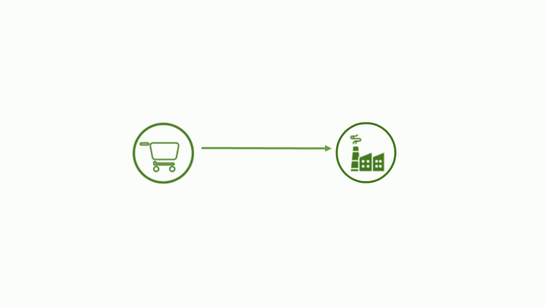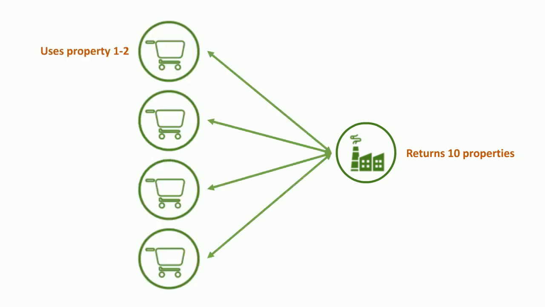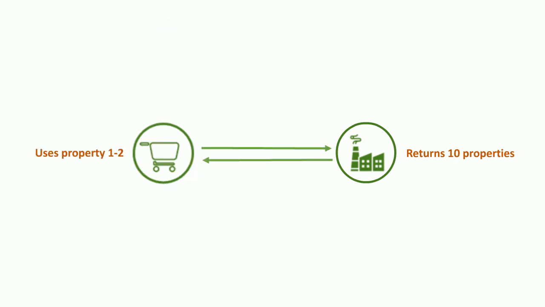So you have a consumer and a producer here, the producer, the factory guy, and the consumer, the little basket. Okay, so they call each other. The producer returns 10 properties, and the consumer only uses property 1 to 2. Now let's say you have 4 consumers, and they all use a different set of properties. I think that's pretty common. So let's take a look at the first one. What can we do to ensure that the producer knows that the consumer only uses 1 and 2, and it cannot change 1 and 2, otherwise it will break the consumer.